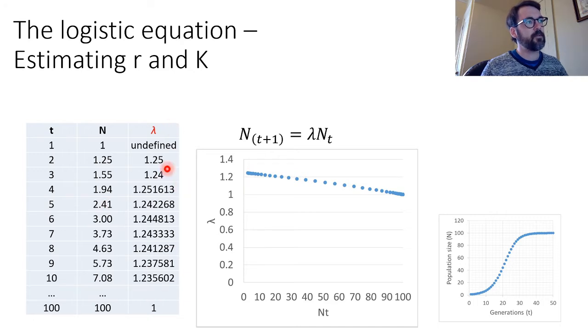And what we see is that it's gradually decreasing until it gets to 1. And hopefully it should make sense why at the carrying capacity, which we know is 100, lambda should be equal to 1, because if we divide this by this, but this is now never changing, it just hits 100 and stays there forever, we just get 100 divided by 100 over and over and over again, right? And so it stops at 1.